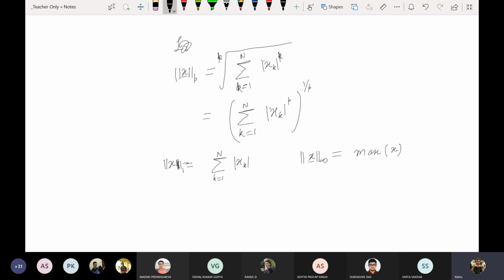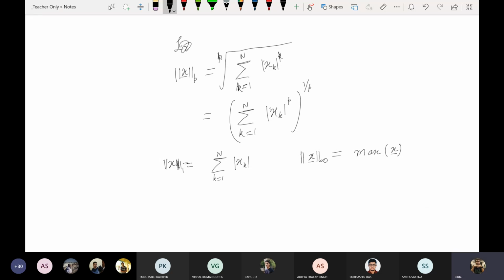take the 1 by infinity root, and then you take the maximum value outside, and everything is basically 1 plus something less than 1 raised to the power infinity. So that maximum value survives, and everything else goes to 0. That's how you take this logic. So it is the max of x. This is the maximum value.